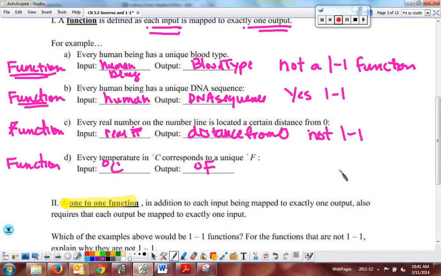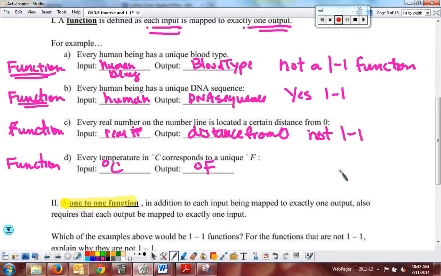Doesn't this kind of go back to the conditional statements? Like B would be a biconditional. You're trying to say that if the human has a unique blood type, then the unique blood type must have a unique human? No, sort of like, if it's a human being, then there's a unique blood type. If there's a unique blood type, it's not necessarily a human being. It's not a biconditional, it's not one-to-one. Yes. Kind of idea. Okay?